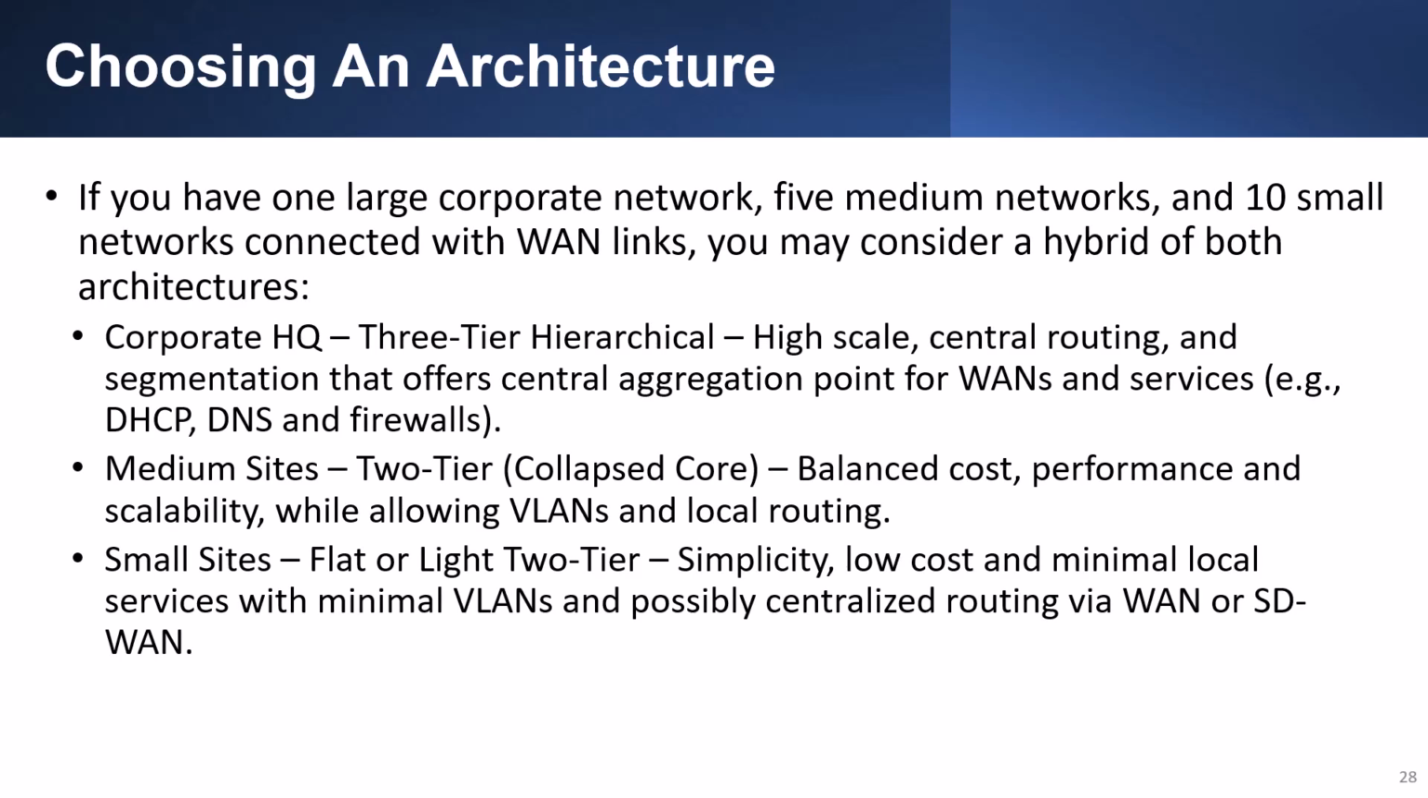If you have one large corporate network, 5 medium networks, and 10 small networks connected with WAN links, you may consider a hybrid of both architectures. The corporate HQ would be a three-tier hierarchy, that is high scale, central routing, and segmentation that offers a central aggregation point for WANs and services, including DHCP, DNS, and firewalls. The medium sites could use two-tier collapsed core, which has balanced cost, performance, and scalability while allowing VLANs and local routing. Small sites will have flat or light two-tier, which is simplicity, low cost, and minimum local services with minimum VLANs and possibly centralized routing via WAN or SD-WAN.